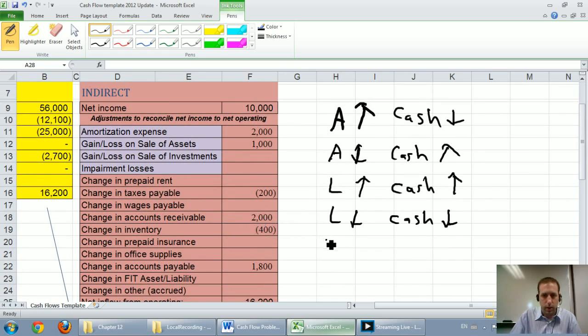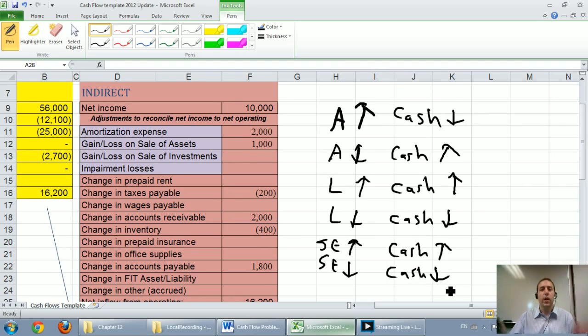And if I have a shareholder's equity account going up, cash goes up. And if I have a shareholder's equity account going down, cash goes down. And that rule holds. So whenever you're doing those change ins, they should be easy. You should be able to logic your way through them. But if you can't, just remember this template. In fact, you only really need to remember these two lines, and then you know that the opposite is true, and liabilities and shareholders' equity work the same way. So you just remember liabilities and go, okay, shareholders' equity, that's the same. But if an asset goes up, cash goes down.